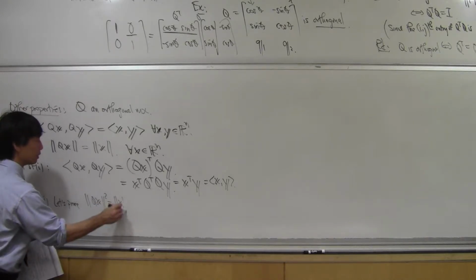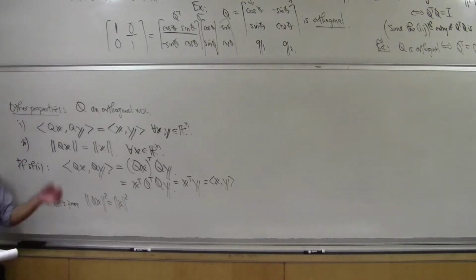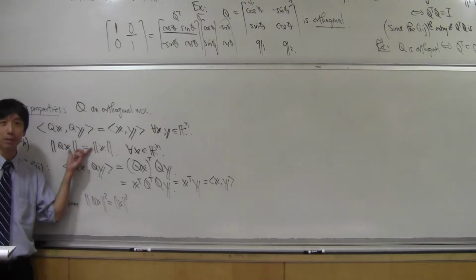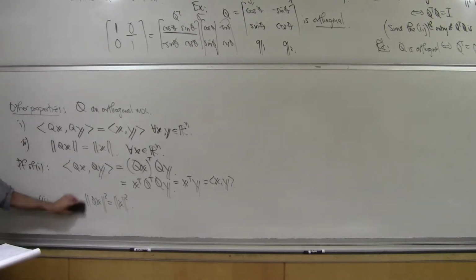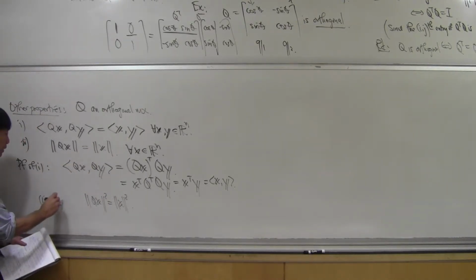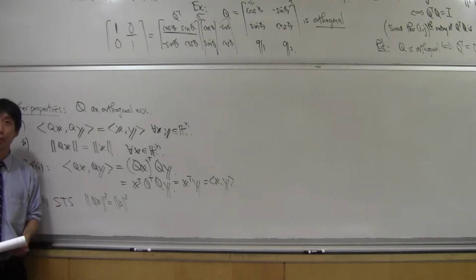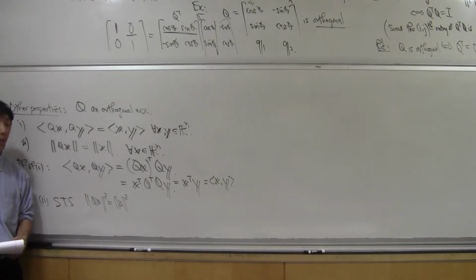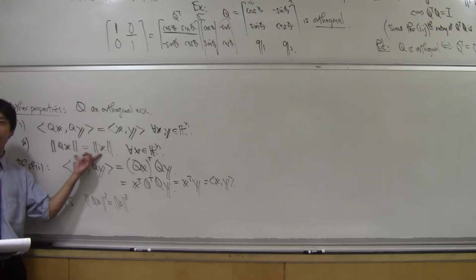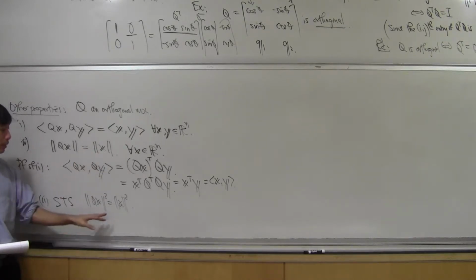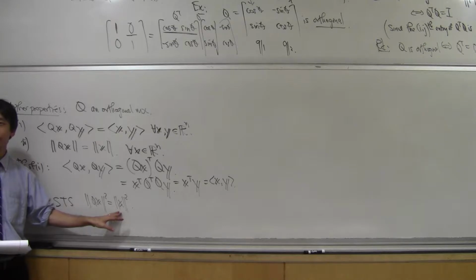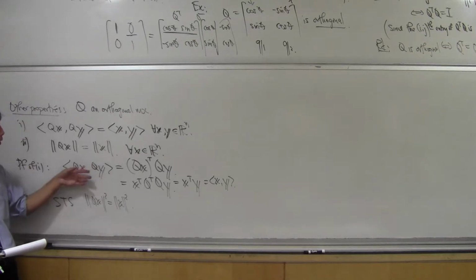Because if we show the magnitude squareds are the same, then the magnitudes are the same, because they're non-negative numbers. So it suffices to show that the squares are equal. Okay. Well, why is that true? Look at the first part.